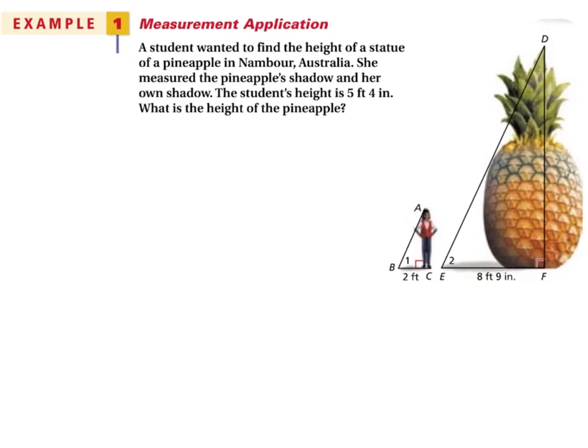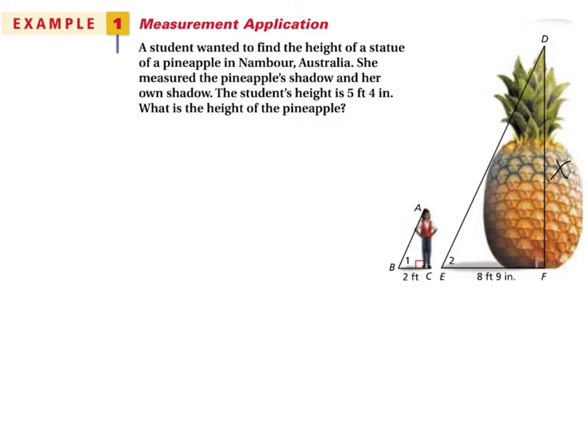So for example, number 1, a student wanted to find a height of a statue of a pineapple in Nambour, Australia. She measured the pineapple's shadow and her own shadow. The student's height is 5 feet 4 inches. What is the height of the pineapple? Now, really easy. You're going to look at this and go, well, we've done this before. This is a proportion. You're right, it is.